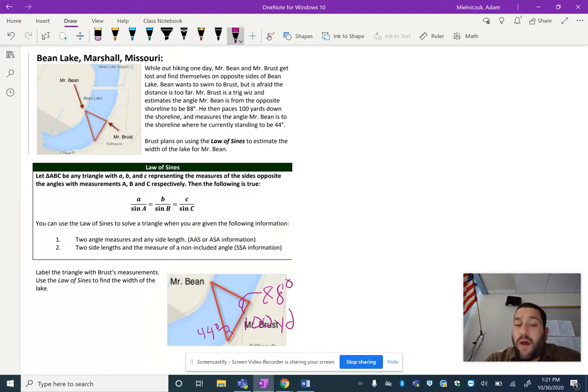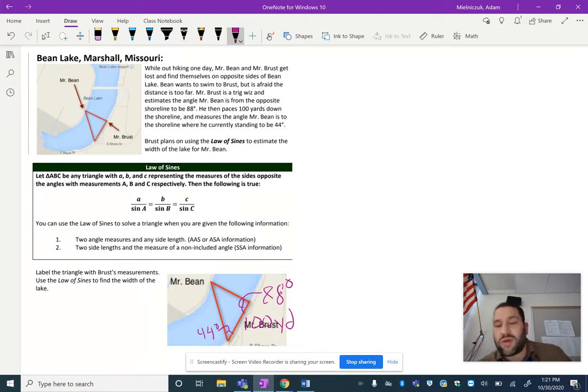So the law of sines states, it says let triangle ABC be any triangle with A, B, and C representing the measures of the sides. So first thing you need to know, lowercase a, lowercase b, lowercase c are sides opposite the angles with measurements capital A, capital B, and capital C, respectively. Opposite is important when lining this up. Then the following is true.